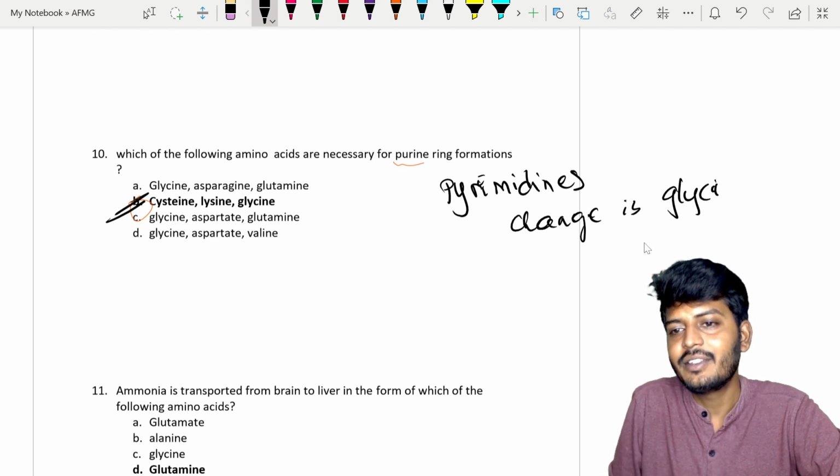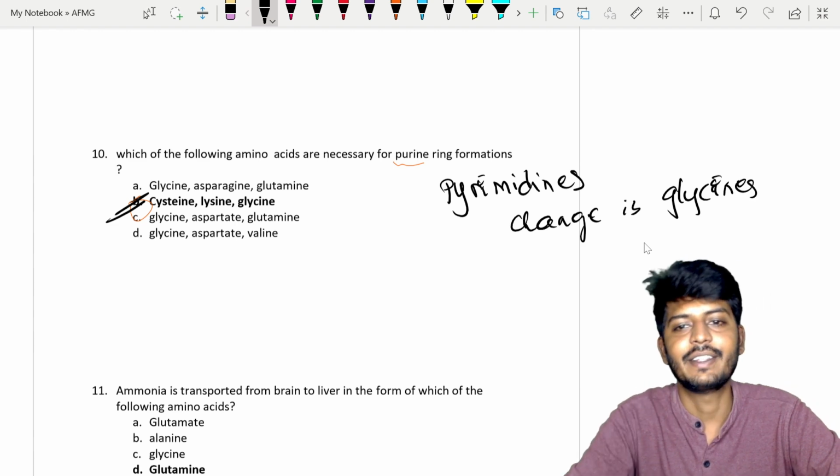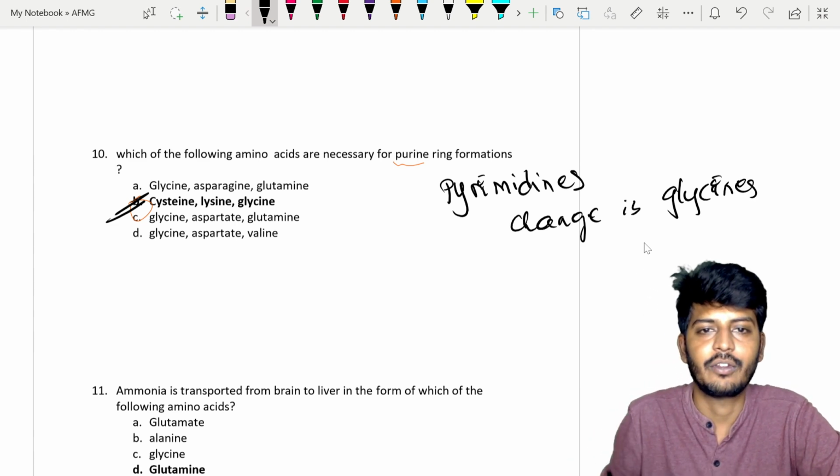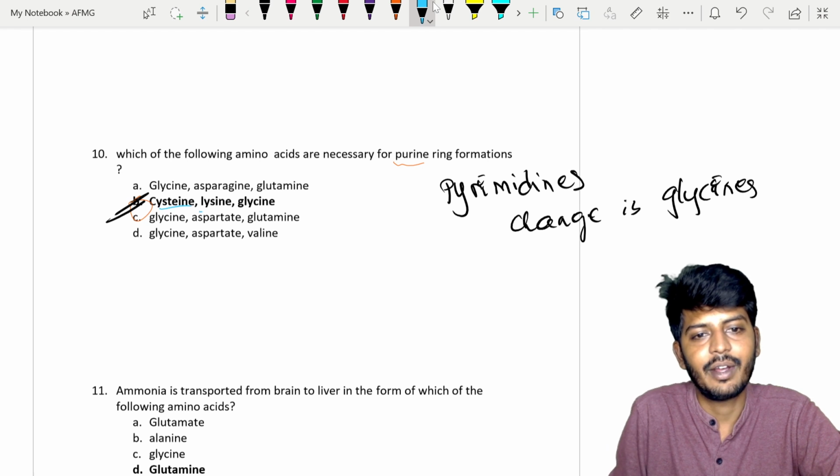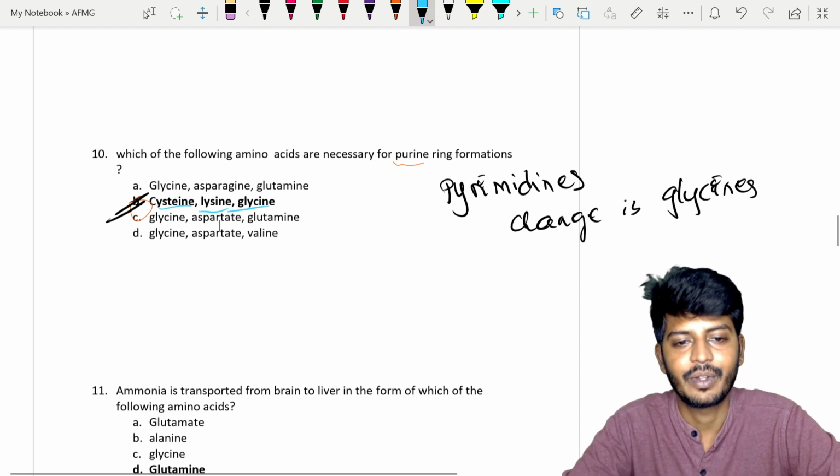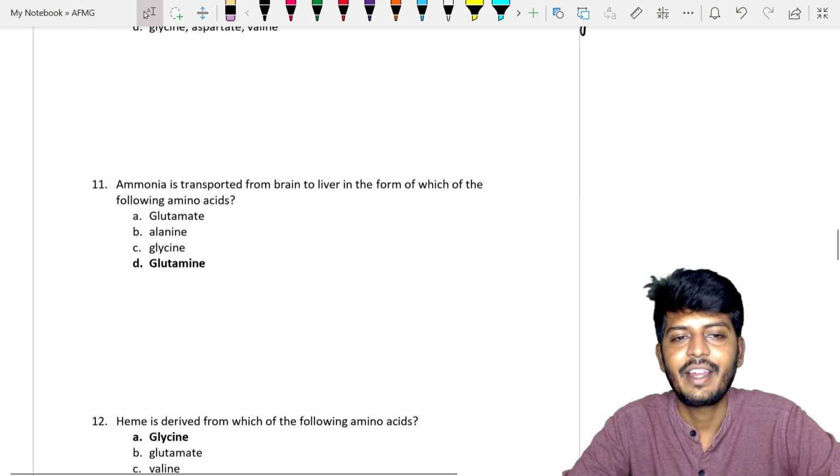So only glycine is changed, but others are required for the synthesis of pyrimidine rings also. But for purine ring synthesis, we require cysteine, lysine, and glycine. Okay. So this is also a very straightforward question.